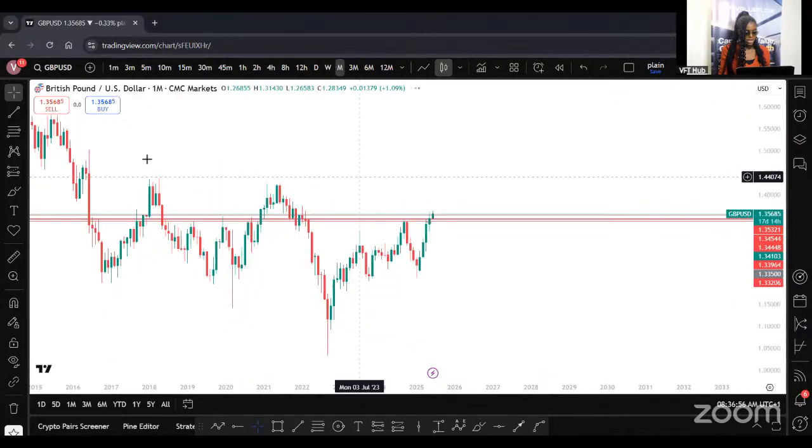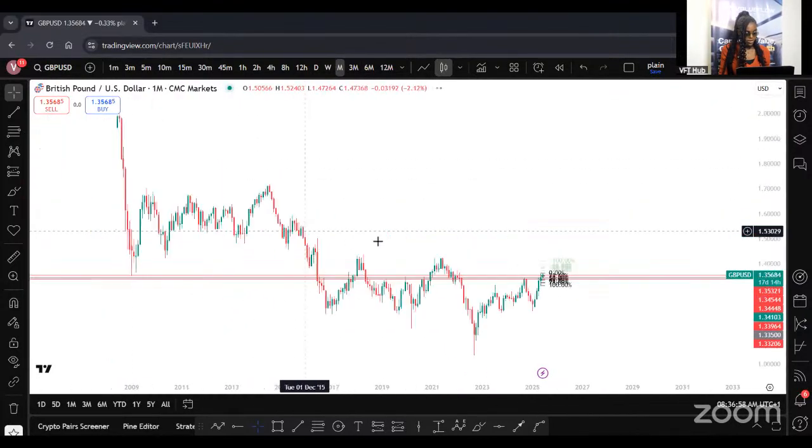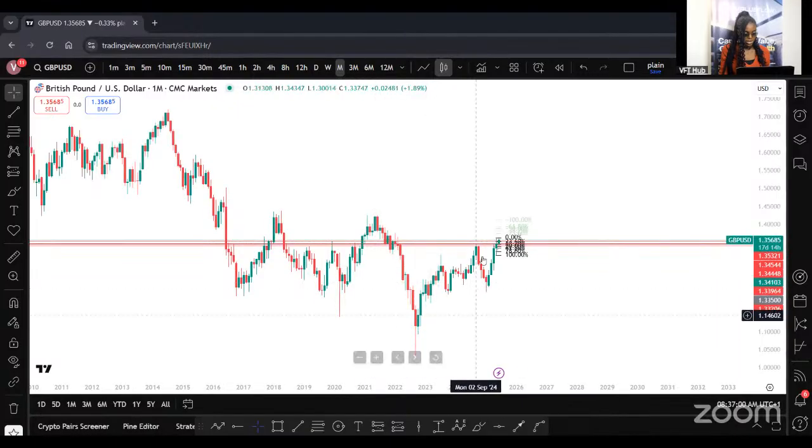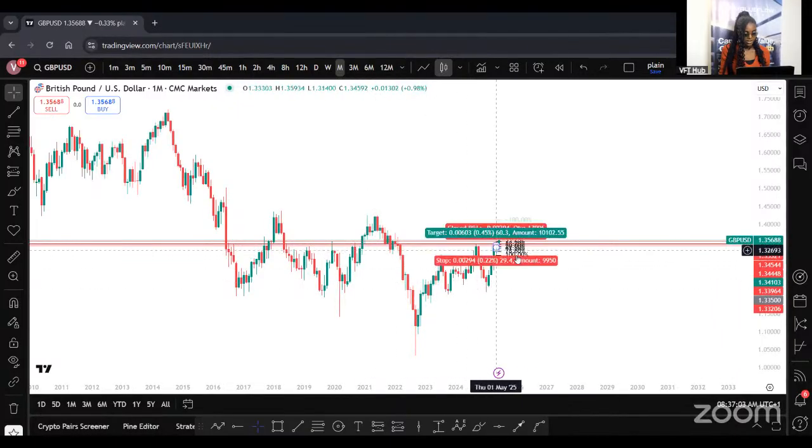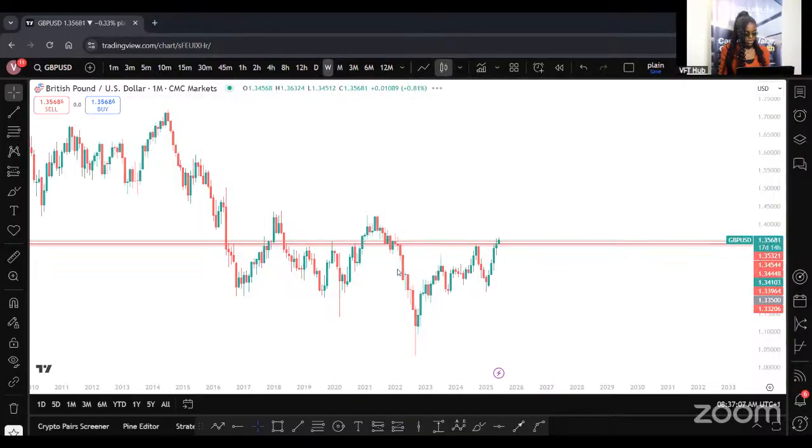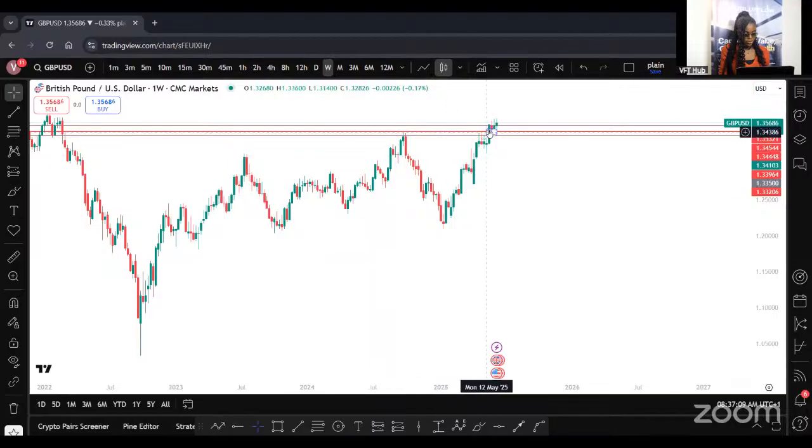On the monthly time frame, right? Overall, we're seeing that price is to the downside. We're seeing price taking out this very high right here on the monthly time frame, and down to the weekly time frame, pretty much the same thing. We're even seeing more push to the upside.